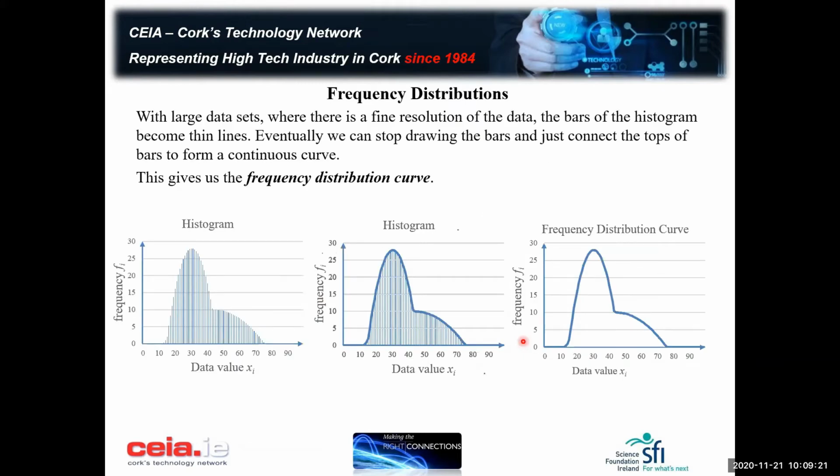Now, what happens if you've got a very large data set, which is typical in statistics? Well, you can draw it, again, as a frequency table or a histogram with a large number of closely spaced bars in the histogram. At some stage, though, that becomes impractical. And instead of drawing the bars, you can just draw the tops of those bars and connect them with a curve. And when you do that and just leave the curve, that's called a frequency distribution curve. But it's essentially the same data as was in the frequency table.